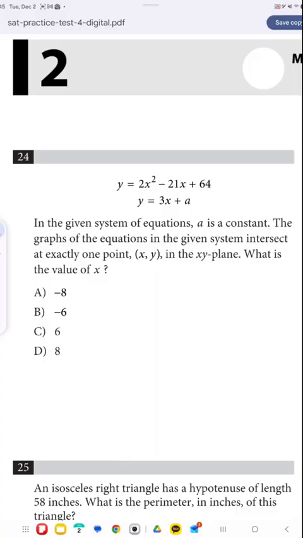In the given system of equations, a is a constant. The graphs of the equations in the given system intersect at exactly one point, (x, y), in the xy-plane. What is the value of x? So we know that these two graphs will intersect when the y values are the same and the x values are the same. So since the y values are the same, we can set the two equations equal to each other.